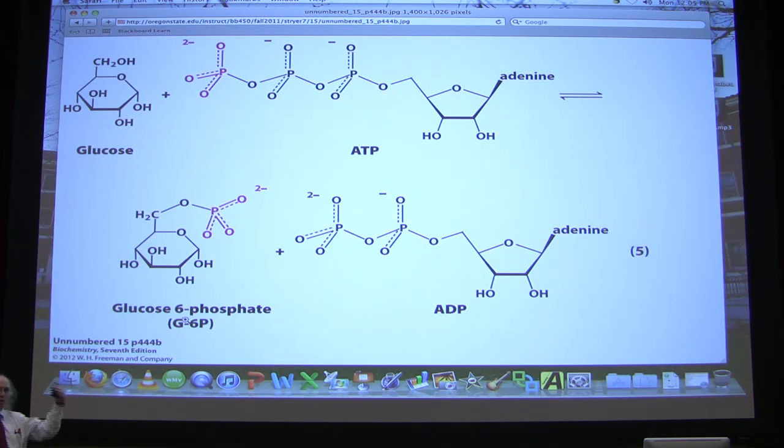A ligation joins two molecules. A group transfer transfers a portion of one to another. In this reaction, which we'll talk about later today, glucose is gaining a phosphate from ATP. That gives it glucose 6-phosphate and leaves behind ADP. So this is a prime example of a group transfer type reaction, the phosphate being the group that's being transferred.